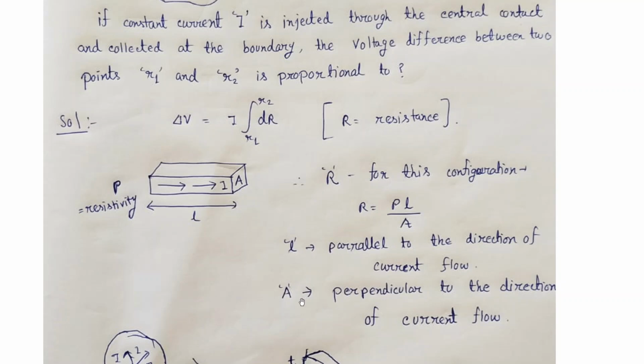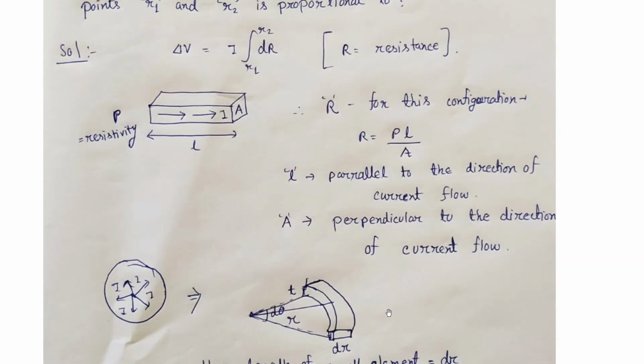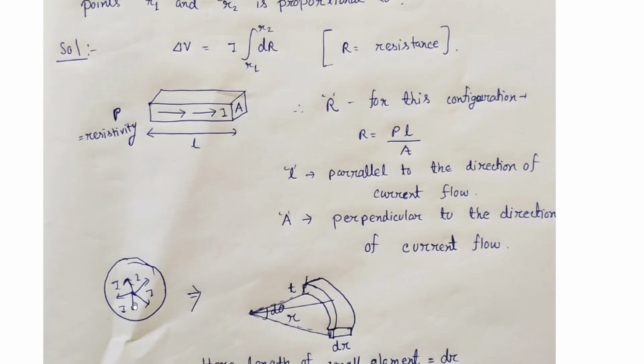And another thing, look carefully at A, the cross sectional area. The cross sectional area is perpendicular to the direction of current flow. If you keep these two things in mind, then you can figure out the length element and the area element for any complicated problem, like this one. So now look at this picture. As I already mentioned, I is flowing in the radial direction throughout the sheet, in all radial directions.